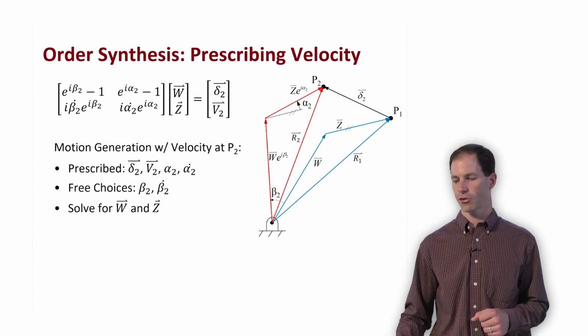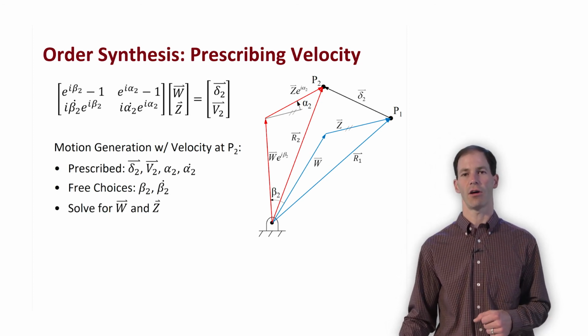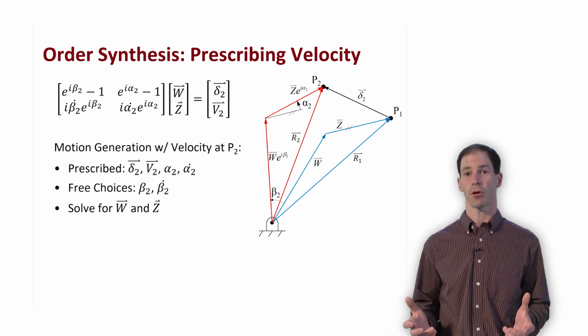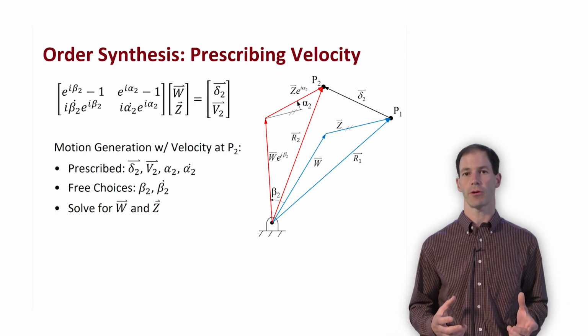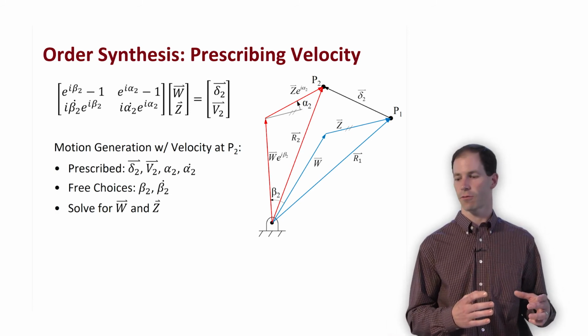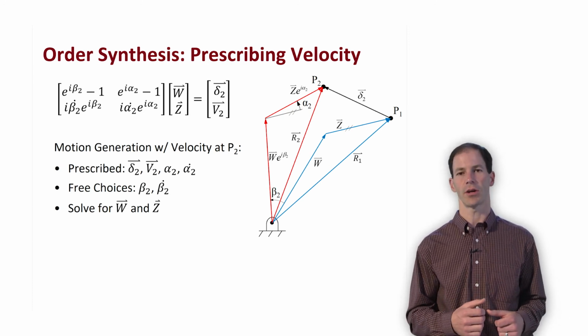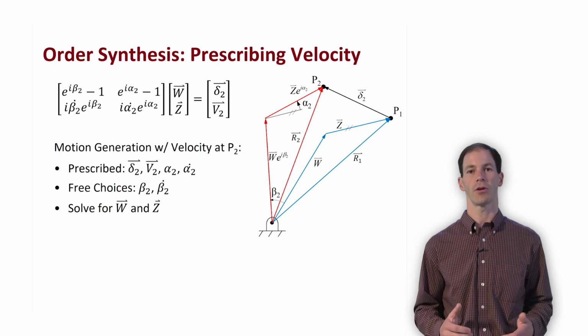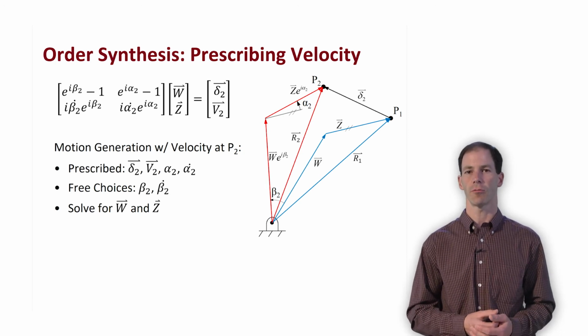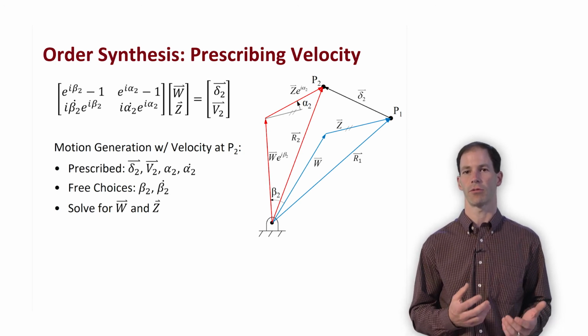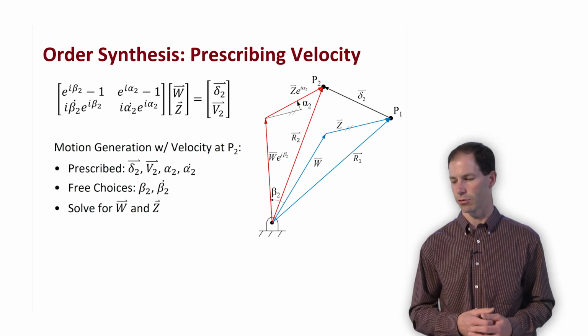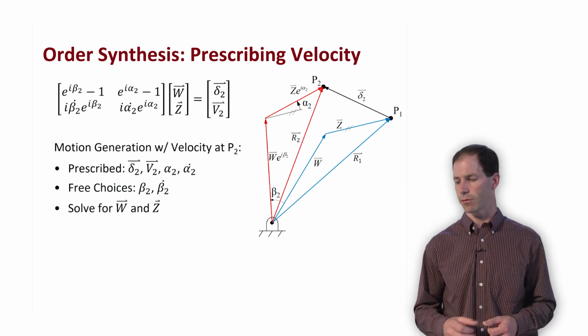So with those free choices, I can then go ahead and solve for w and z, just like we had done previously. This is a linear system of equations because everything in that first 2x2 matrix is known. So my only unknowns are w and z. Linear system of equations, we can use Cramer's rule or anything else that we have used so far to solve for a 3 precision position problem with linear solutions. So quite easy to solve.